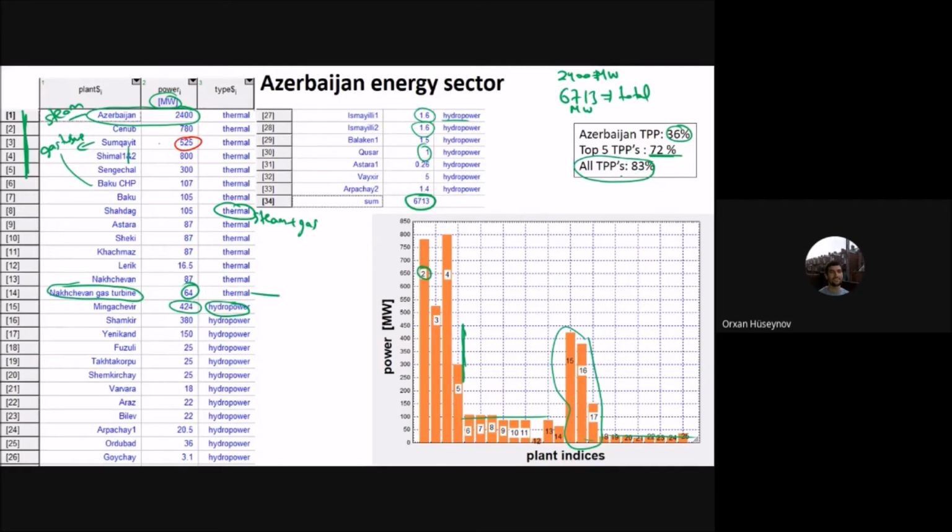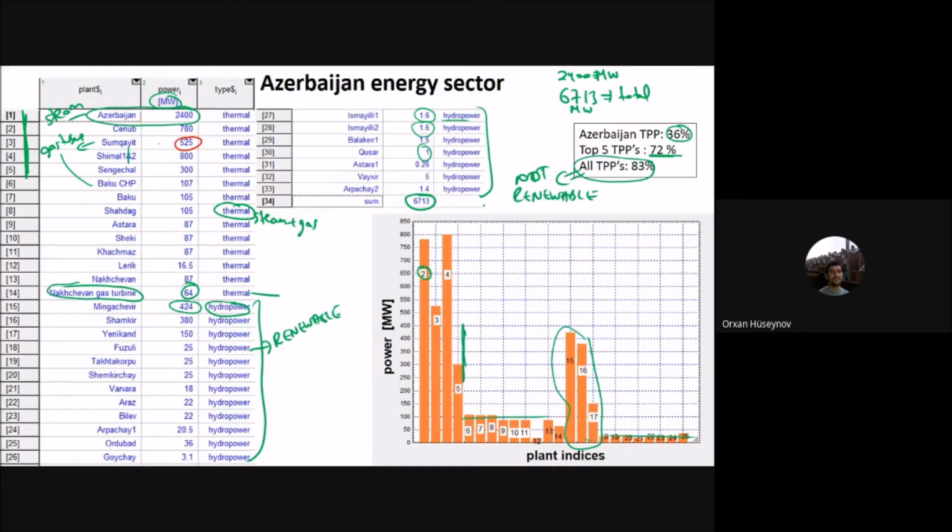What it says is that more than 83% of electricity production in Azerbaijan is by steam or gas. It is not renewable. And the hydropower that is generated by water is renewable. All of the hydropower plants are renewable, but the rest, which are thermal power plants, are not renewable, and they make 83%.